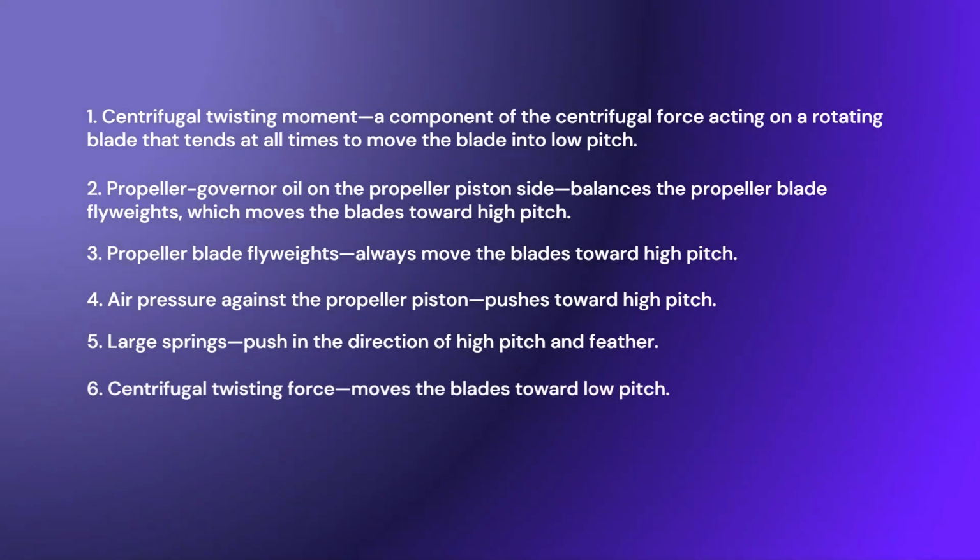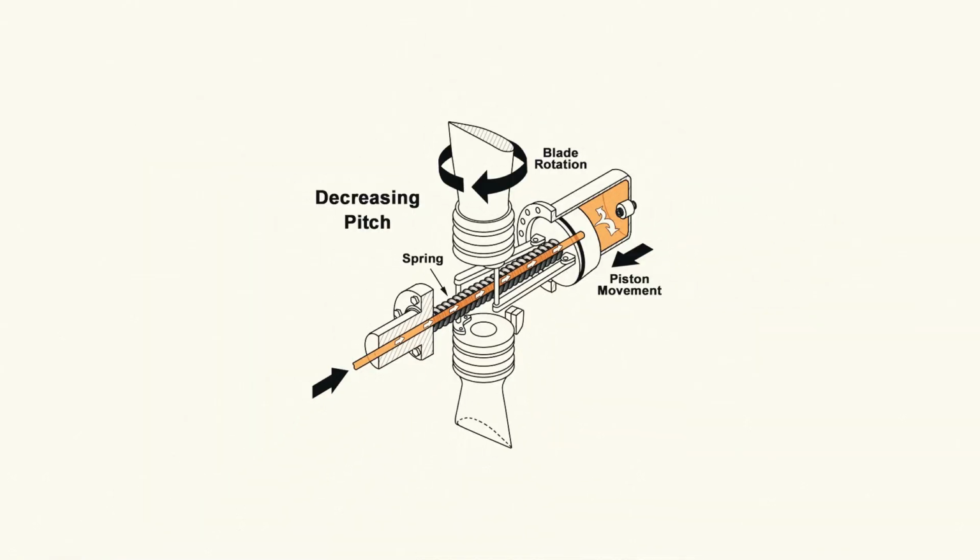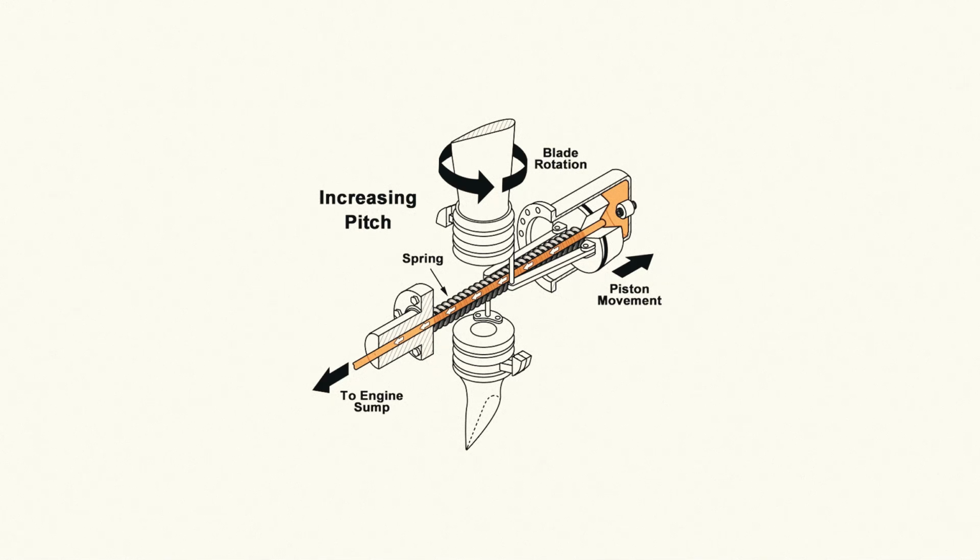Centrifugal twisting force moves the blades toward low pitch. Aerodynamic twisting force moves the blades toward high pitch. Not all of these forces are equal in strength. The governor oil pressure acting on the piston is the most powerful. This piston is mechanically linked to the blades, so as it moves, it rotates the blades accordingly. If the governor reduces or removes oil pressure, the opposing forces, like springs and centrifugal twisting, take over and move the blades in the opposite direction.